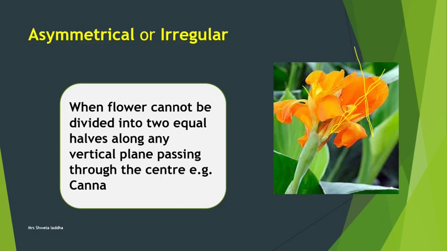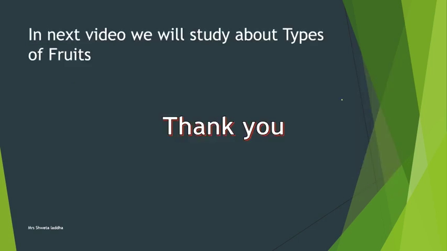So students, I hope you have understood three types of symmetry: actinomorphic symmetry or radial symmetry, zygomorphic symmetry or bilaterally symmetrical flower, and asymmetrical or irregular flower. So in the next video, we will study about different types of fruits.